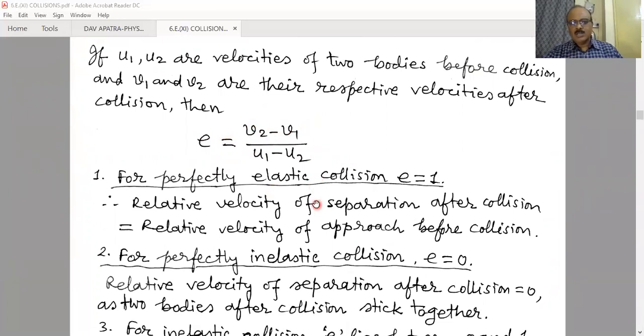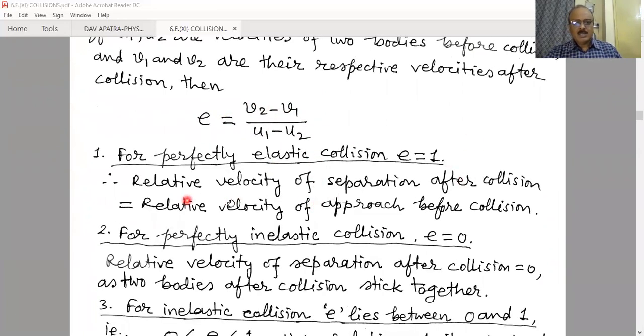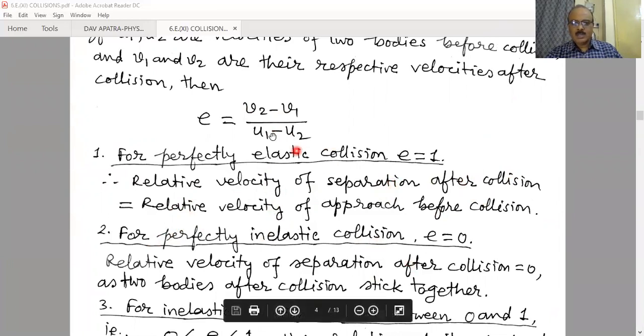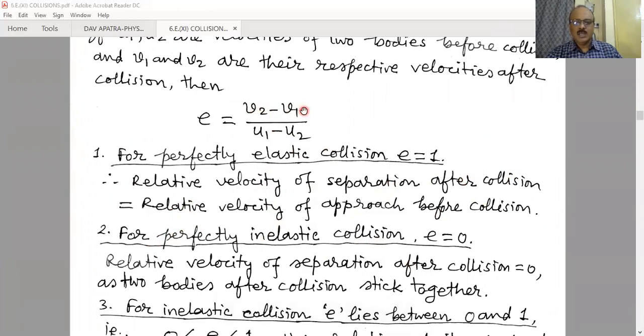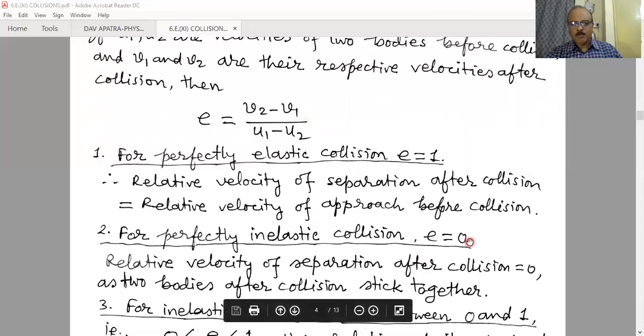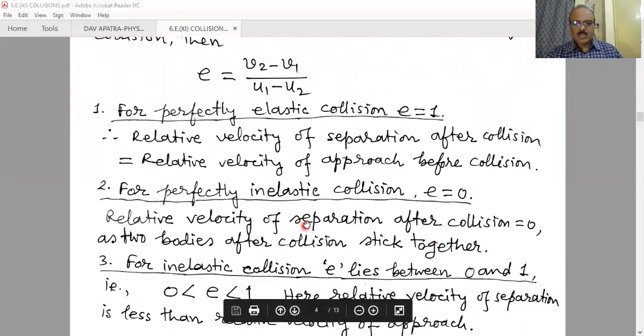For a perfectly elastic collision, the value of E will be 1. That is, the relative velocity of separation after the collision equals the relative velocity of approach before the collision. These two are equal for elastic collisions, since there is no loss of kinetic energy. For a perfectly inelastic collision, there is no relative velocity of separation, because the bodies move with a common velocity. Therefore V2 minus V1 will be 0, and E will be 0, as the two bodies stick together after the collision.